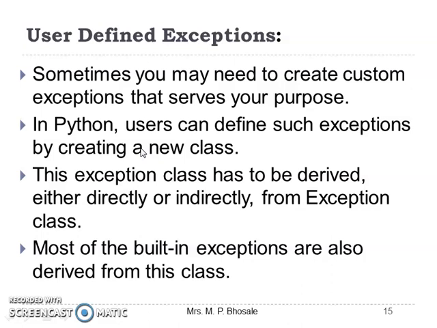Sometimes you may need to create custom exceptions that serve your purpose. In Python, the user can define such exceptions by creating a new class. This exception class has to be derived either directly or indirectly from the Exception class. So you have to remember that whenever you want to write your own exceptions, your class should be derived from one class, and the name of that class is Exception. Most of the built-in exceptions are also derived from this Exception class.